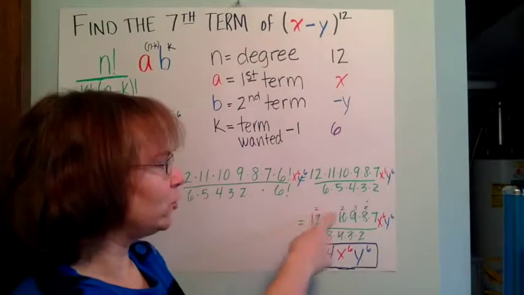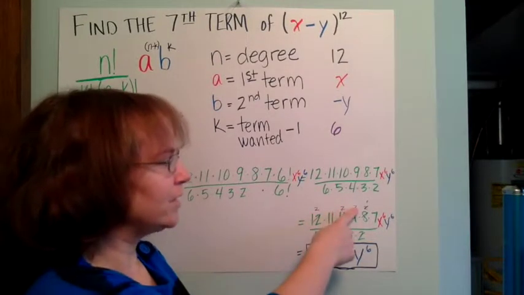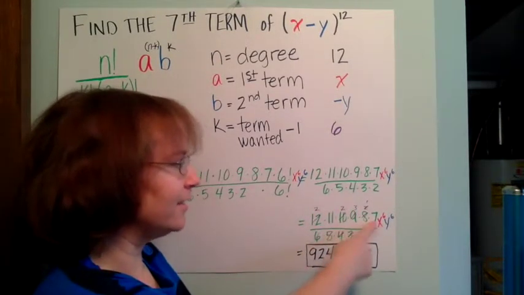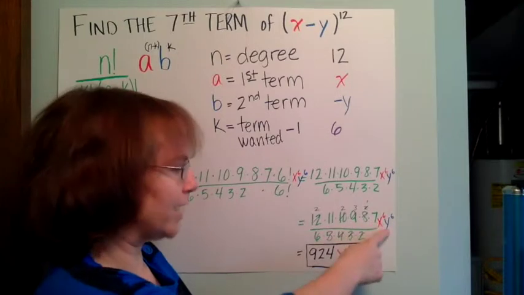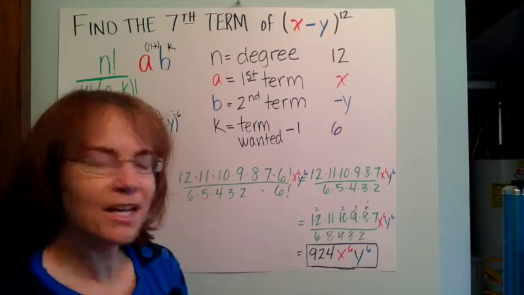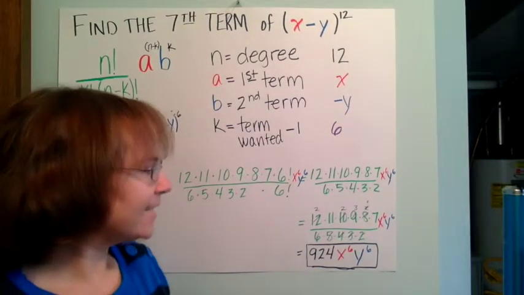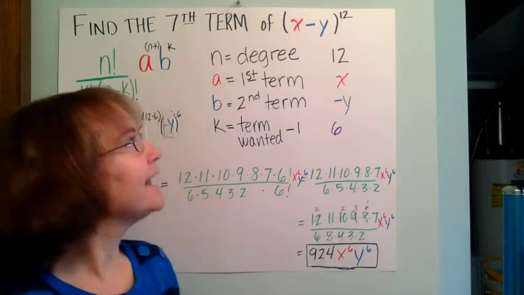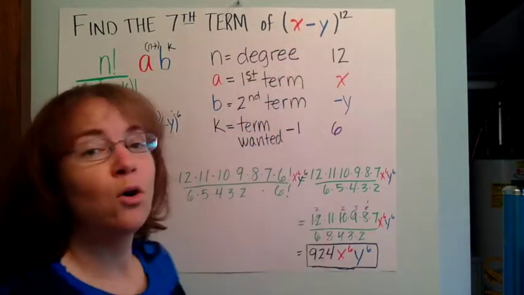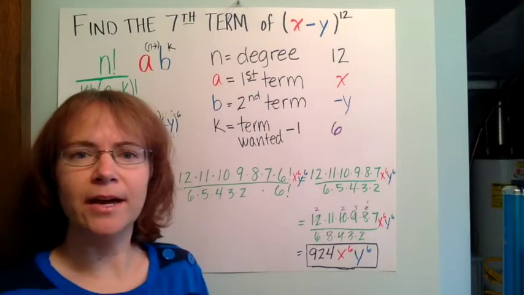And now I have 2 times 11 times 2 times 3 times 7 times x to the 6th, y to the 6th. So that just gives me 924 x to the 6th, y to the 6th. And I didn't even have to expand this or multiply x minus y 12 times.